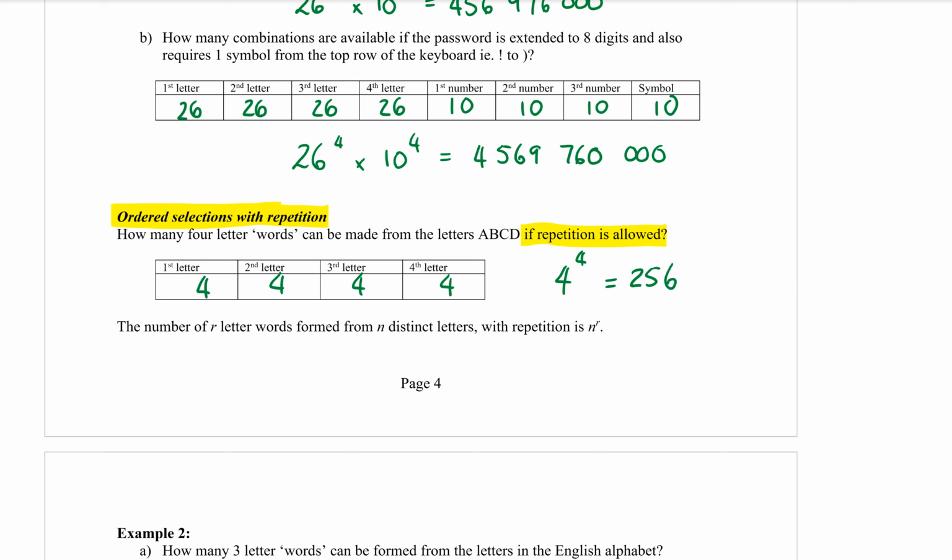Now, again, if I wanted to generalize that, here's a general statement for ordered selections. If I had R letters in a word to form from N distinct letters, it would be N to the power of R.